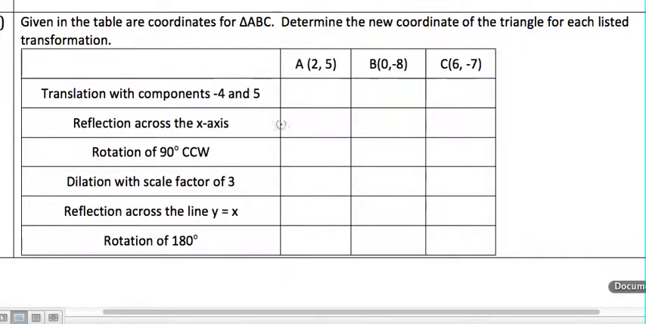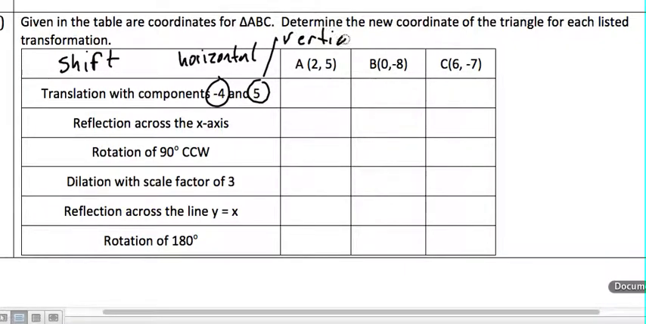The first thing we have is a translation with components -4 and 5. Translation just means shift. And then this right here is your horizontal shift, so how much you're moving to the left and to the right. And this is your vertical shift, how much you're going to move up and down.